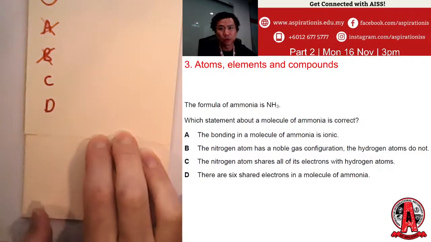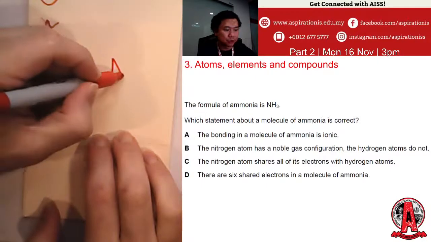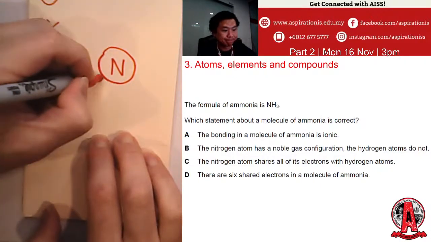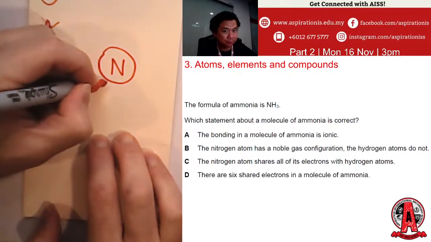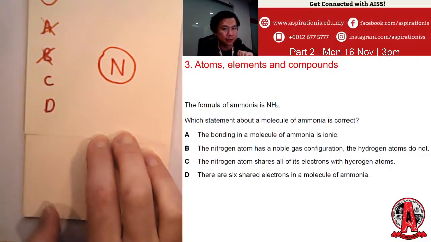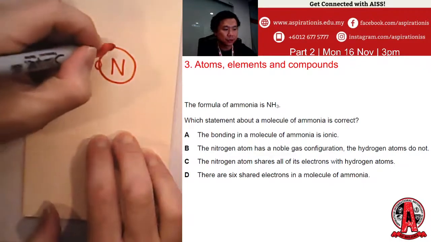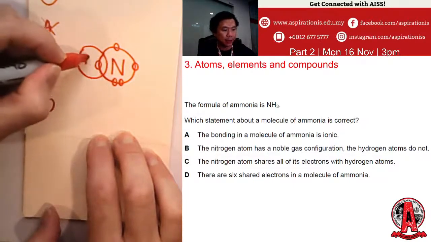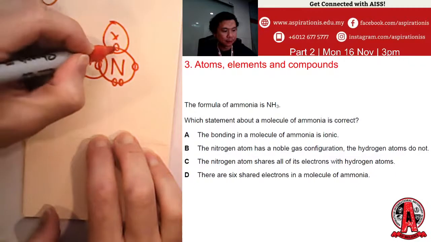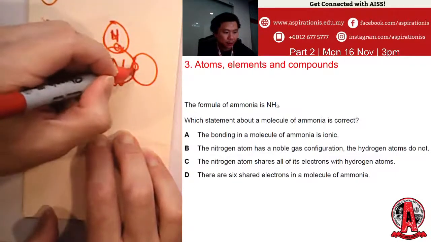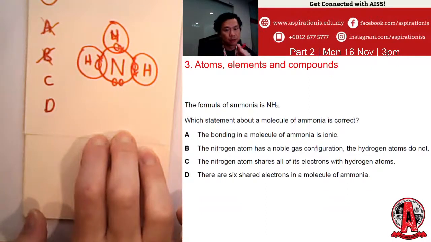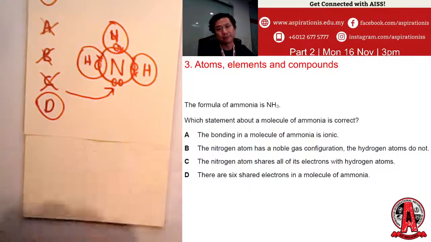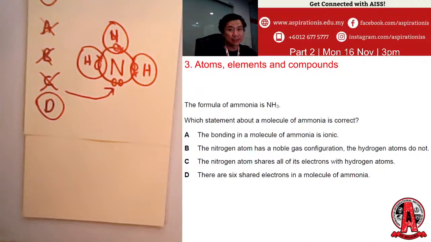So what do we need to do? Alright, we need to draw it out. Okay, so nitrogen is in group 5. So if you have 5 electrons on the outer shell, you need to share 3. So this 3 is all ready for sharing, while this 2 is a non-bonding pair. Then you will have hydrogen, and hydrogen. So immediately you know that C is wrong because it is not being shared, right? So the answer is D.